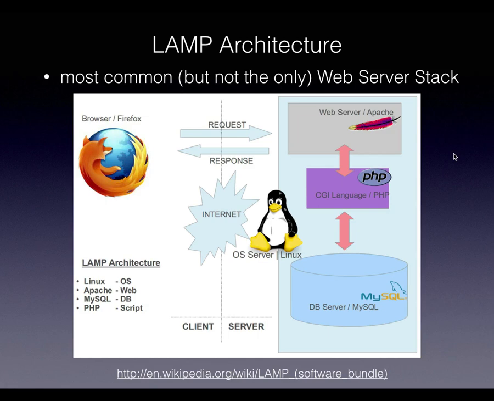LAMP is an acronym, and each letter stands for one of the bits of software that runs on this particular type of web server. The L stands for Linux, the A stands for Apache. Apache is the web server software. It's the thing that takes in the HTTP requests and sends back out the HTTP responses. The M stands for MySQL, which is a common database implementation, and the P stands for PHP, which is a very common dynamic, server-side scripting language.